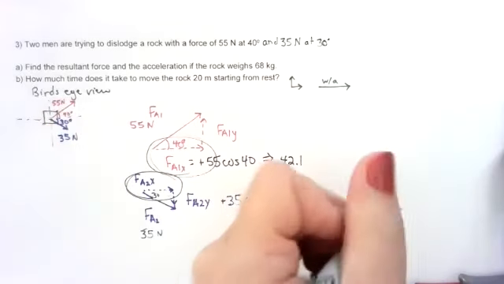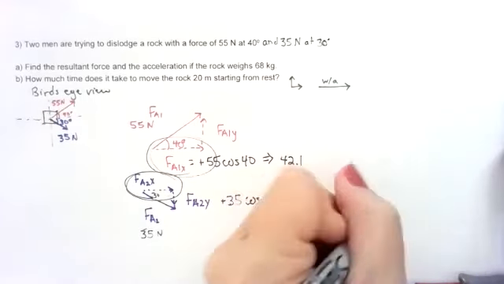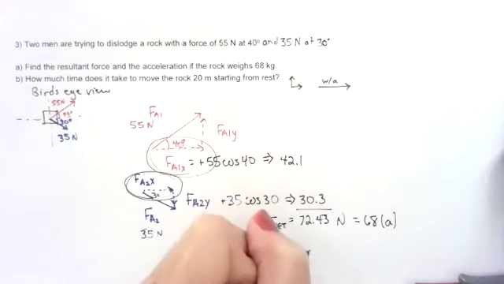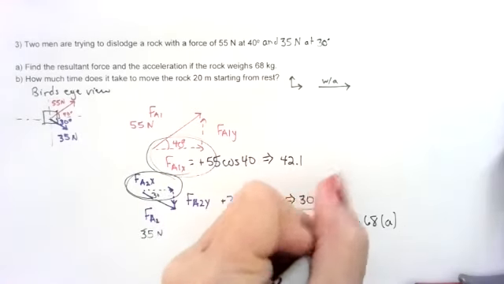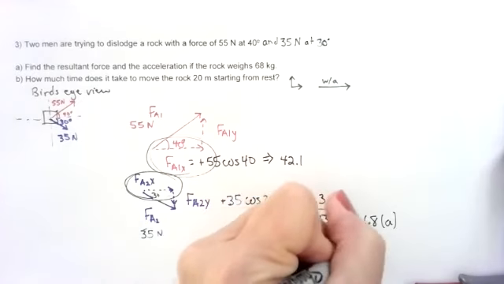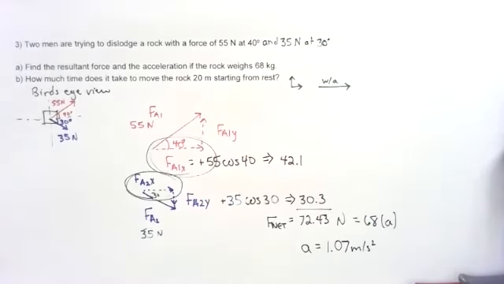So if we want the acceleration, I'm going to have 68 kilograms times A. And when I solve for A, I'm going to get, I didn't write it down. Okay, I thought I had all my algebra worked out, but I had not. So I'm going to get 1.07 meters per second squared. So it seems like that's a very common acceleration. All our problems ended up with about the same acceleration.